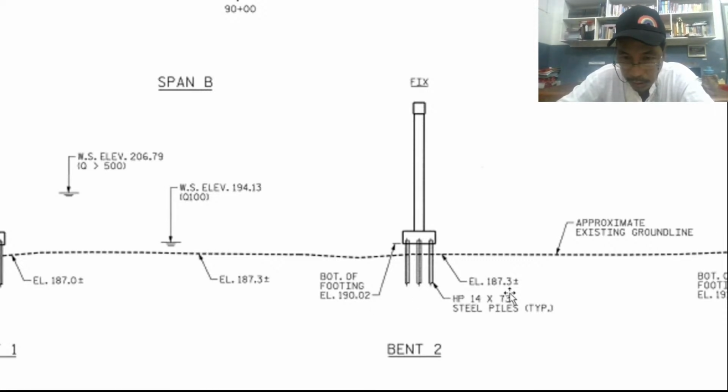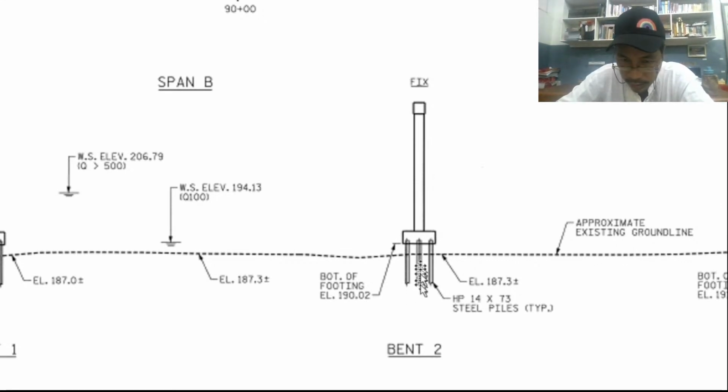The bottom of the footings is 190, so there is about 3 feet. Can you imagine that? About 3 feet. 3 feet is about 1 meter, so about 900 mm, or 915 mm. That is 3 feet from this ground level to the bottom of the footings.